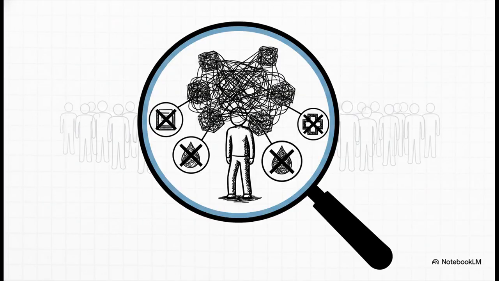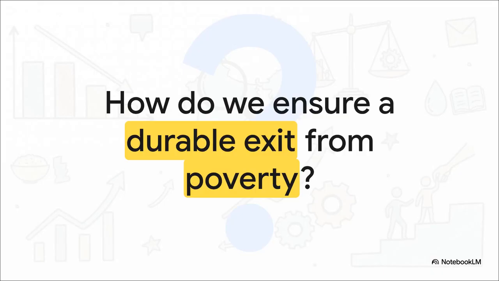Now, let's talk math. The MPI is calculated by multiplying the headcount ratio, the incidence of poverty, by the intensity of that poverty. So MPI equals H times A. This is a game changer because it lets policymakers see the exact overlapping disadvantages that are holding people down. A state could theoretically have low income poverty, but shockingly high multidimensional poverty if their public health and sanitation infrastructure is falling apart. And this brings us to our final overarching question.